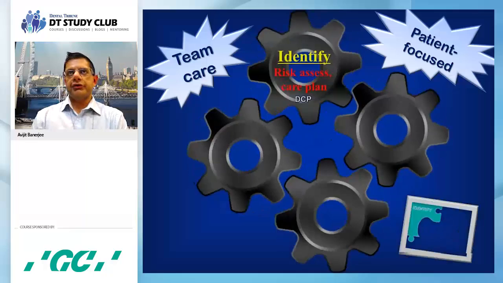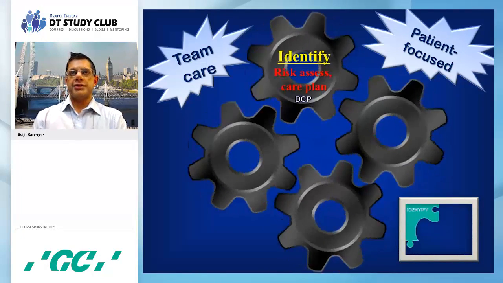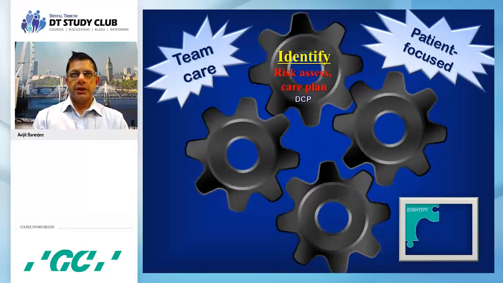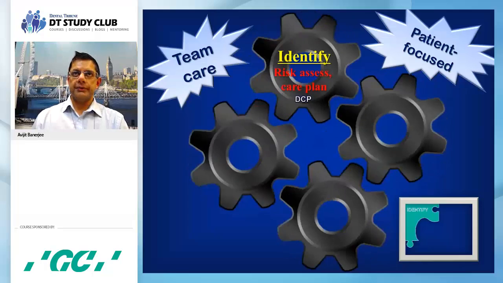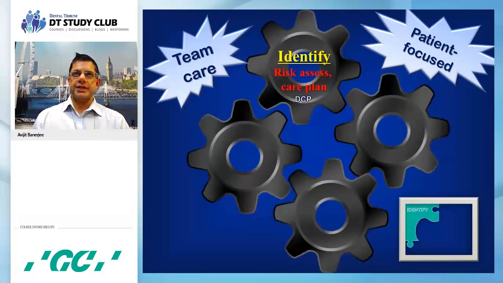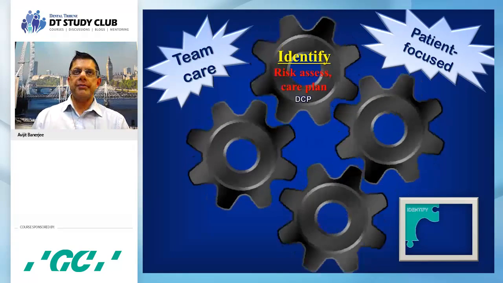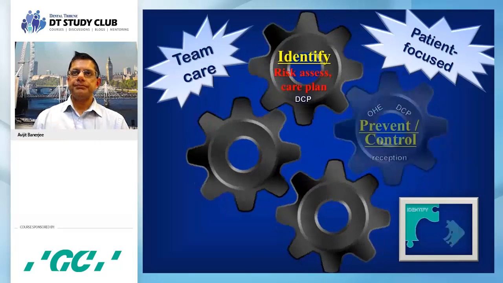And the first critical cog is the identify part of the whole process. We have to identify what's wrong with the patient, as I've already mentioned, risk assess it, and then care plan it appropriately. And you'll notice there I've written DCP in white, and that's dental care professional. These are other members of the team that can be used in these processes.